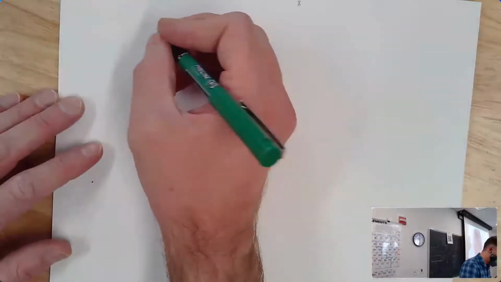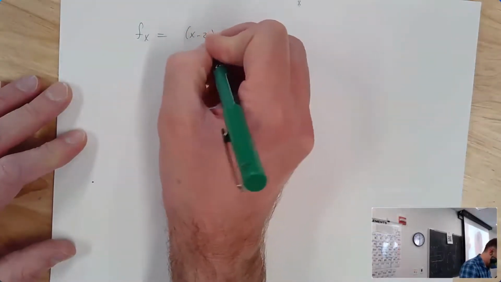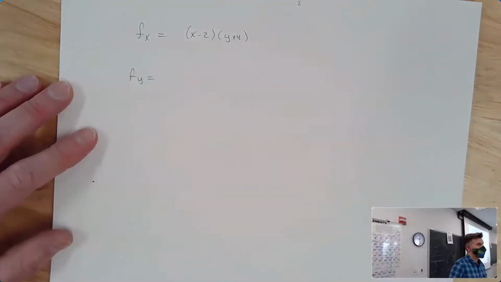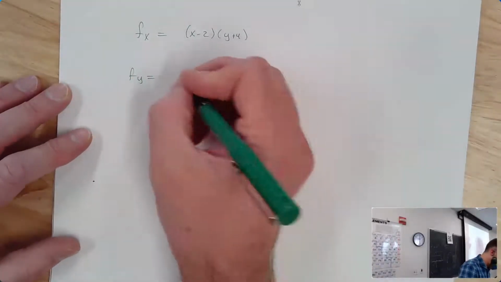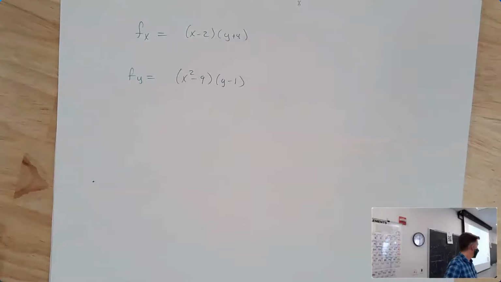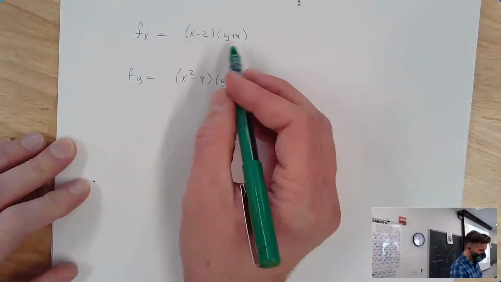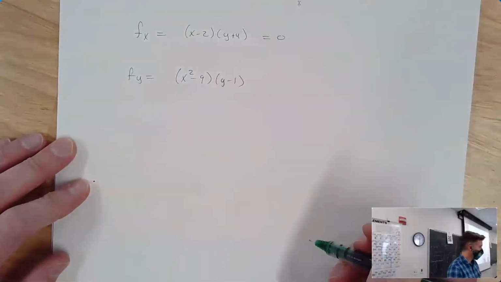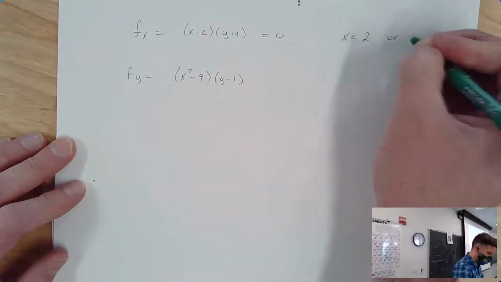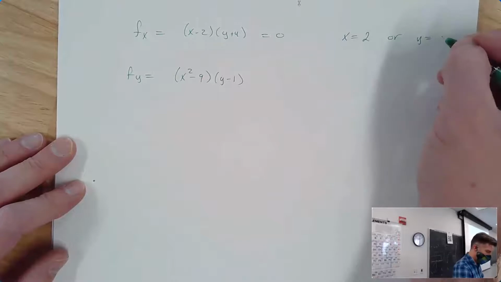I'm going to make up some pretend functions. Let's say that we took some partials, and we got the partial with respect to x was x minus 2 times y plus 4, and the partial with respect to y was x squared minus 9 times y minus 1. And I want to find all the critical points. So what's a way this could equal 0? What could x be? x could be 2, or y could be negative 4.